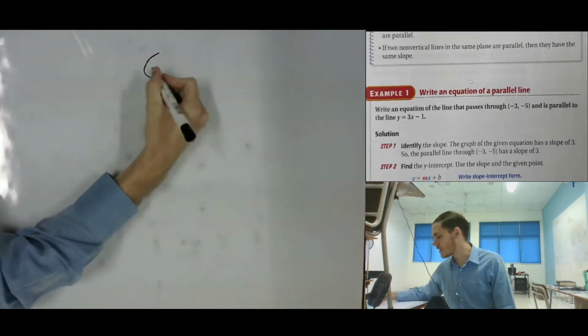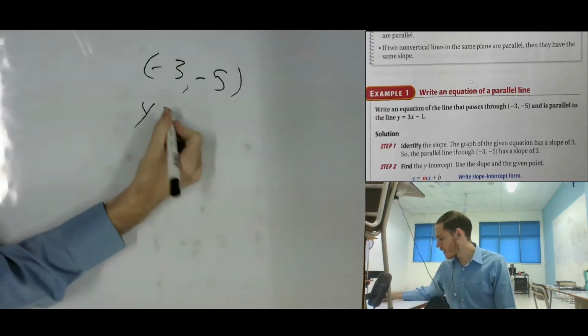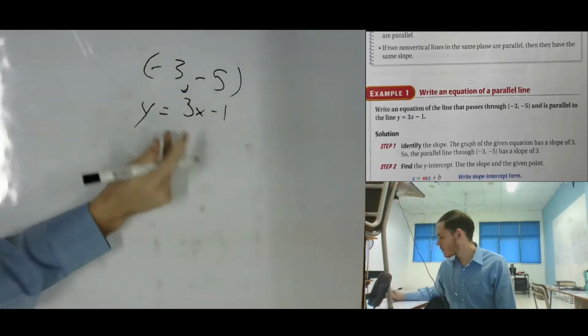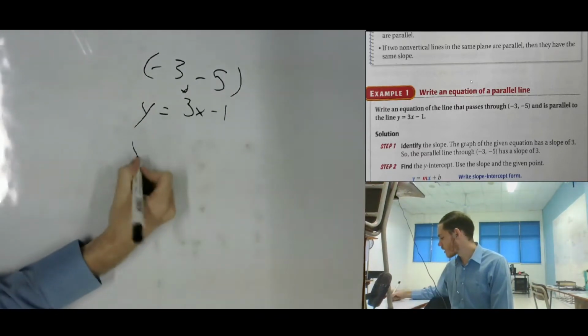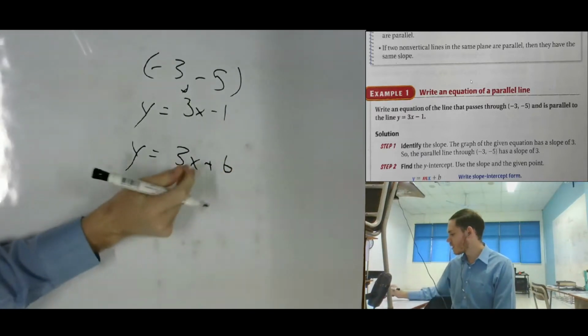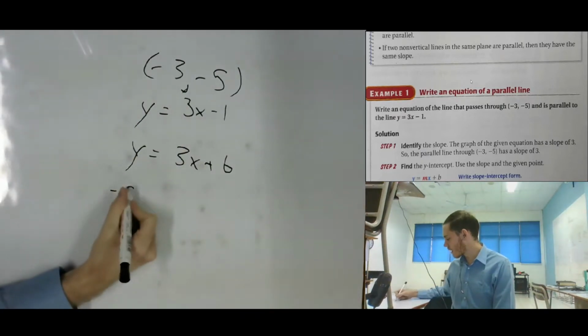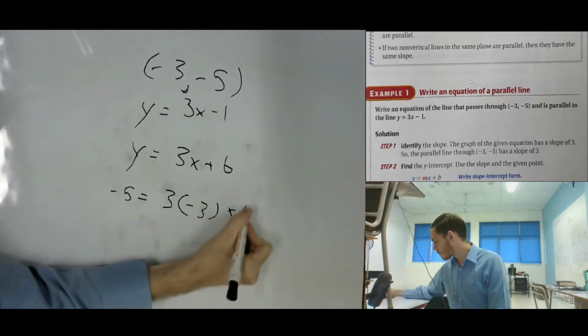Firstly, because we know parallel lines have the same slope, it's pretty easy to find the parallel line given a point and our slope. So we have a line y = 3x - 1. Now, we are going to find the parallel line that passes through this point. So we're going to write a new line with a different b. We're just going to plug in -5 for y and -3 for x. So we get -5 = 3(-3) + b.